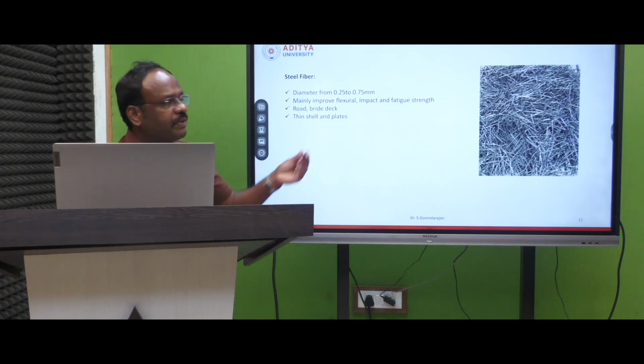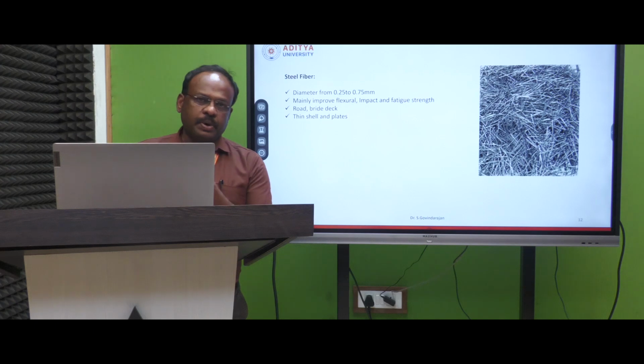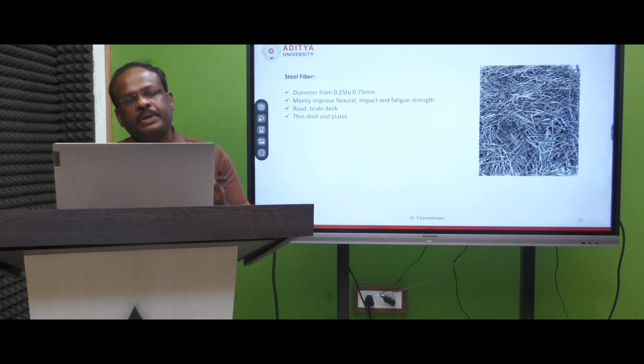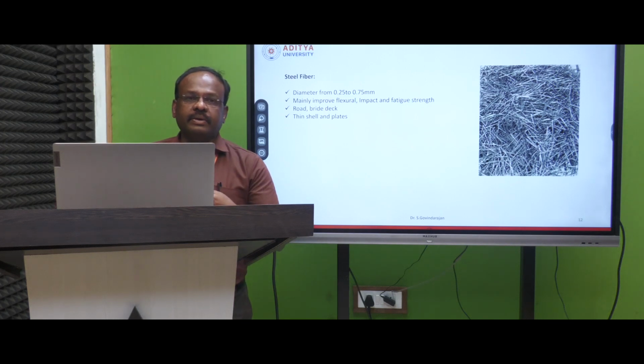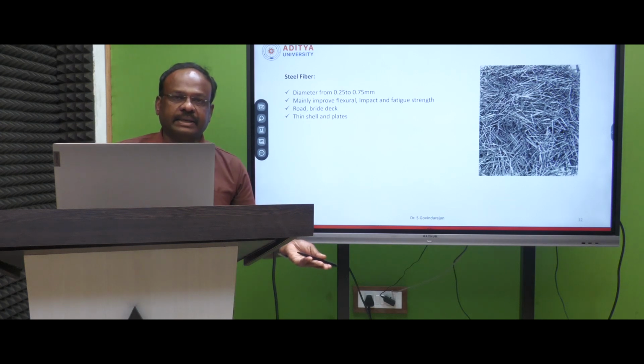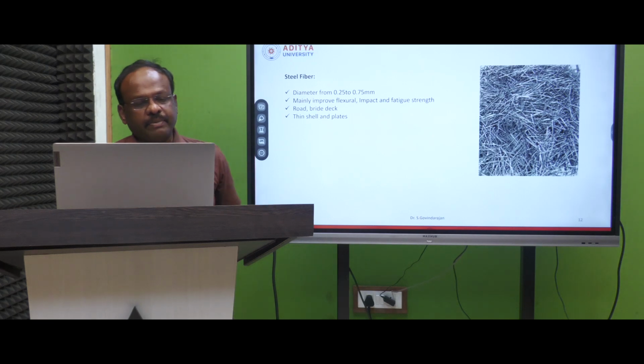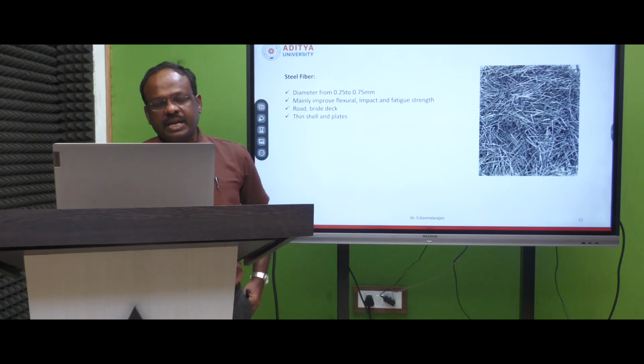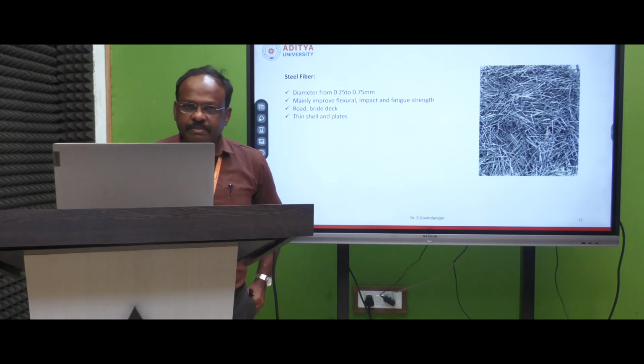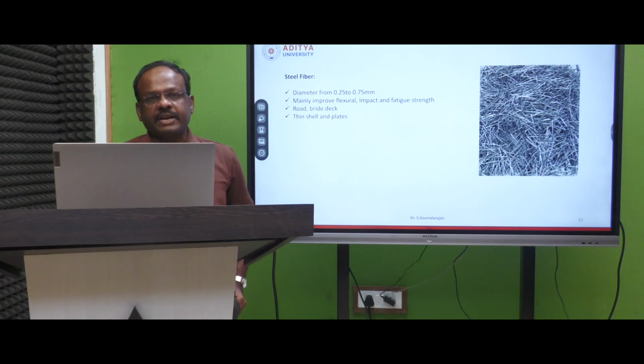And where is it used? This type of steel fiber is mainly used in road pavement structures, right? In road pavements they will be used. At the same time in bridge decks, because in a bridge structure the load is taken from moving vehicles, right? So heavy load passes through the deck, and in the deck also they use steel fiber. When the deck is constructed, the steel fiber is inserted in the concrete mixing, right? Another important use is in thin shells as well as plate structures; at that time also steel fiber will be used.